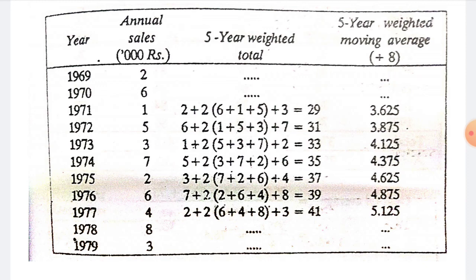So the 5-year weighted moving average means this value is divided by 8. The final value 29 divided by 8 is equal to 3.625. 31 divided by 8 is equal to 3.875. 33 divided by 8 is equal to 4.125. 35 divided by 8 is 4.375. 37 divided by 8 is 4.625. 39 divided by 8 is 4.875. 41 divided by 8 is 5.125.